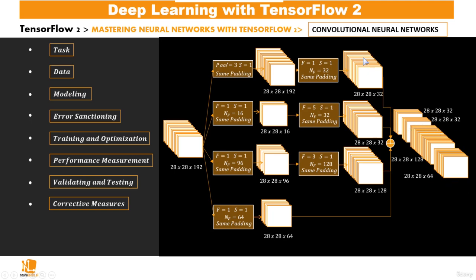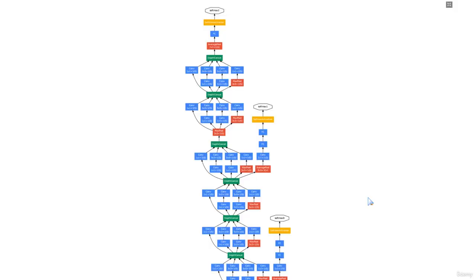You find that this one, which is 28 by 28 by 32, is this, and then the next 28 by 28 by 32 this, then the next, which is this 28 by 28 by 128, which is this, and then this other 28 by 28 by 64, and this gives us a 28 by 28 by 256 output, since all these different outputs are concatenated together.